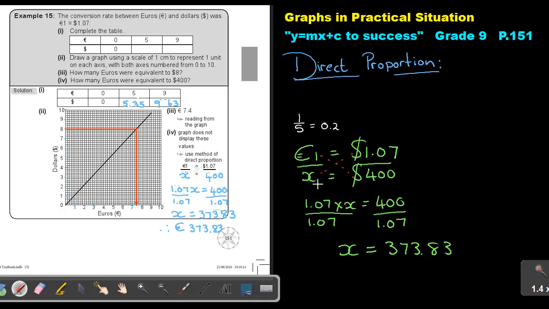373.83, and that's underneath my euros. So therefore, it's 373.83, and always money approximated to 2 decimal places.